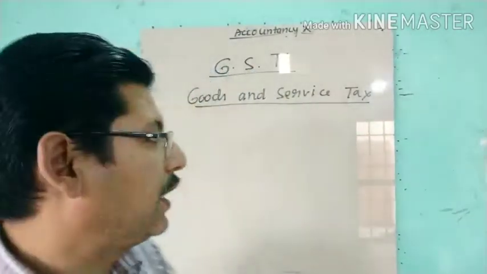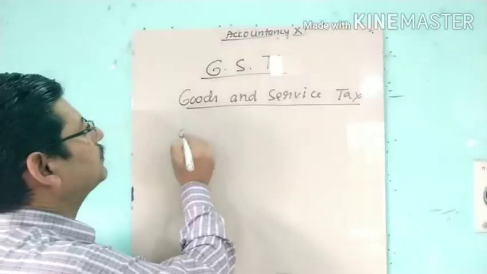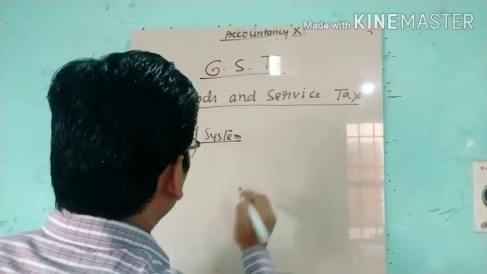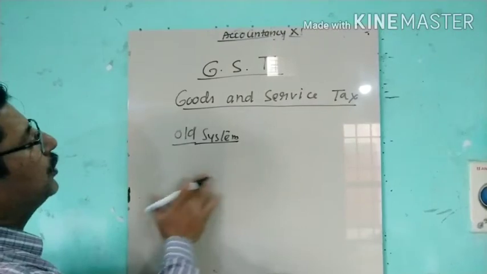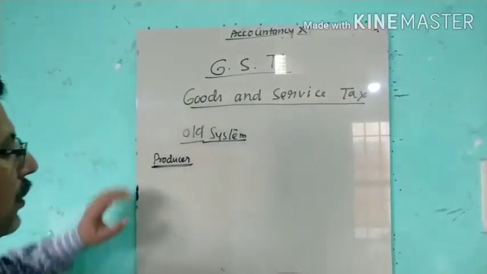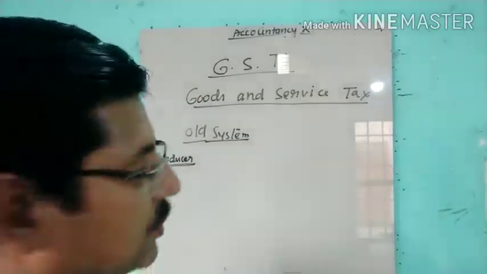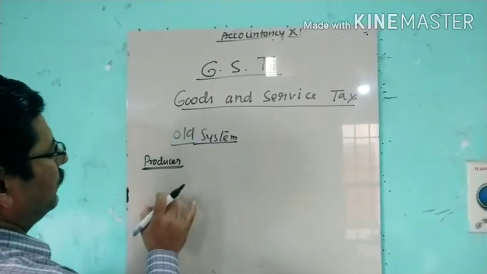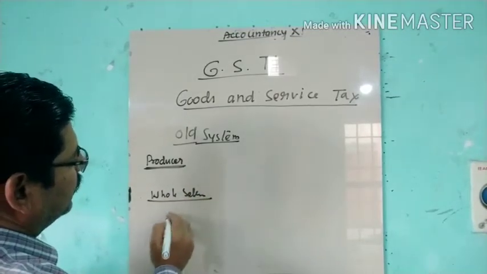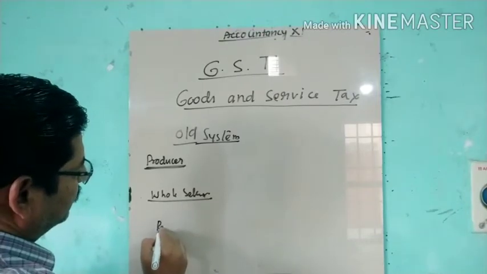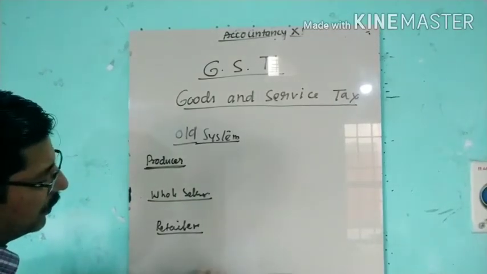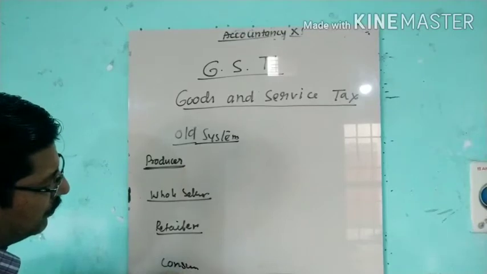For example, in the earlier system, the old system, there were different levels and this tax used to affect each of them. First we can take the producer, second is the wholesaler, then third is the retailer, and then comes the consumer, who buys for his own purpose.